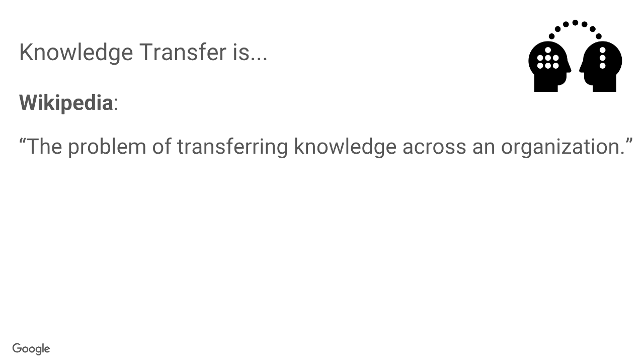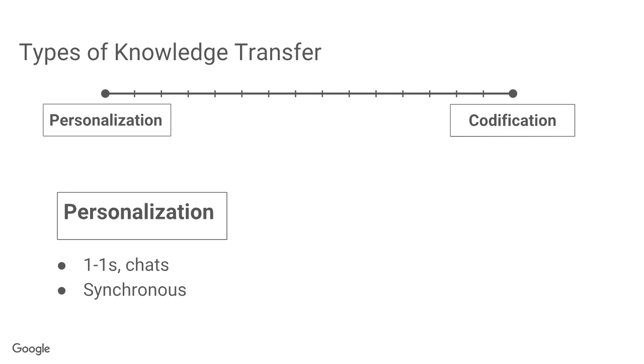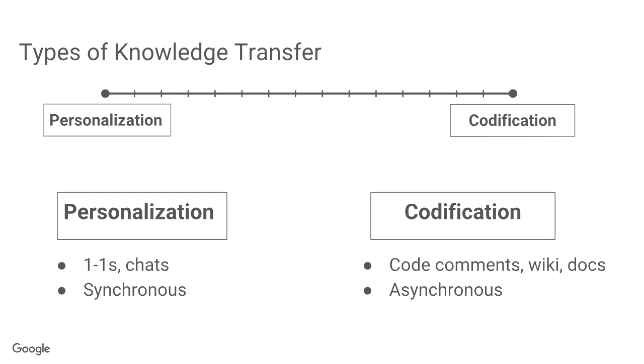So I'm going to give several examples, but the focus is going to be about knowledge transfer, which is the problem of transferring knowledge across your organization. Now, when you think about knowledge transfer, there's 2 basic types, and it's like a scale between them. There's personalization, which is one-on-ones and chats, and it's basically a synchronous way of transferring knowledge. And there's codification, which is about code comments and wikis and docs, and that is async in its nature.